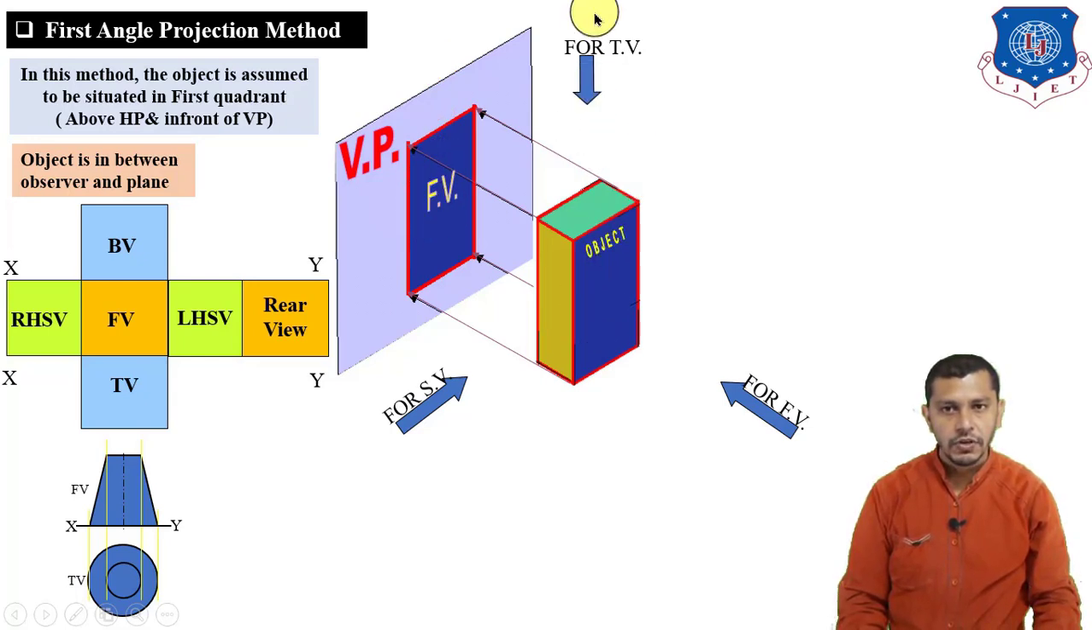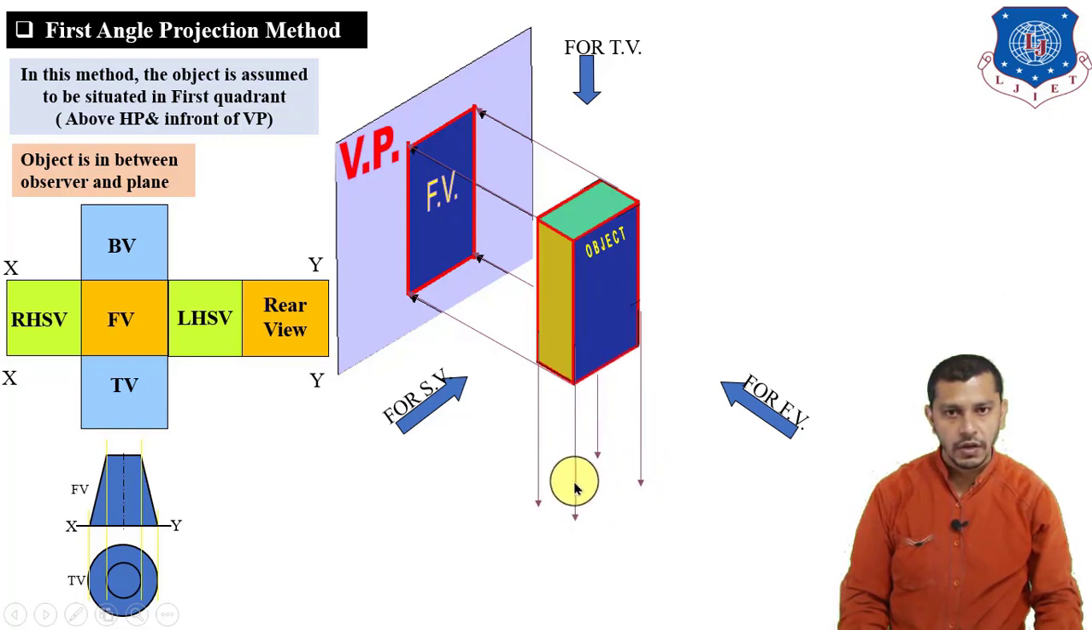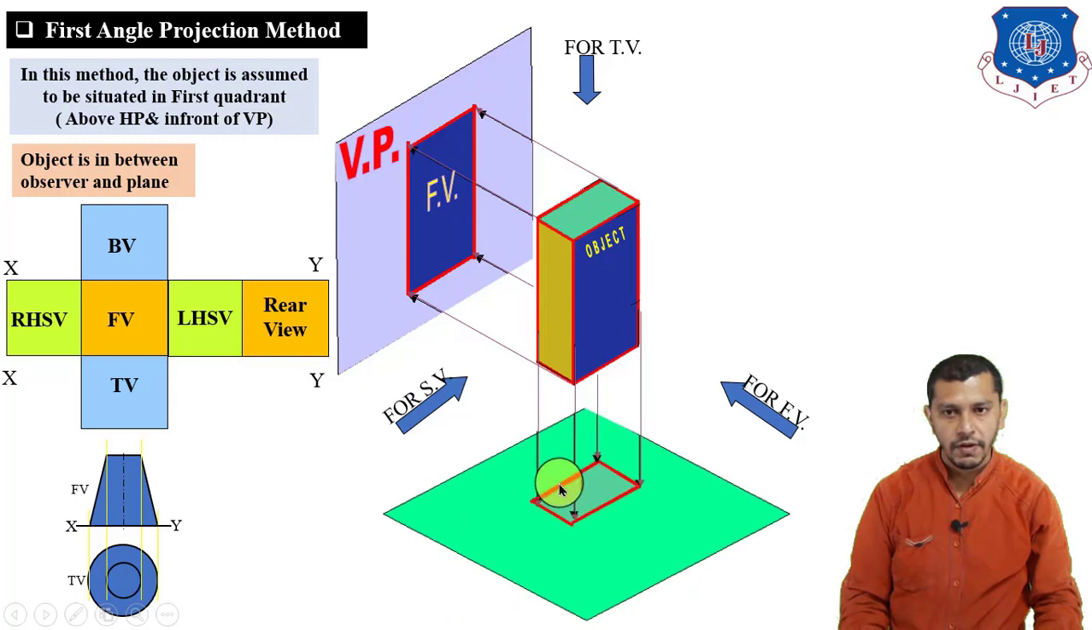Now if we want to draw the top view, we have to observe the object from here, and we have to project the object on the horizontal plane, taking the projection lines parallel to each other and perpendicular to the horizontal plane. So here we will get the top view, and in the top view we will see this face of the cuboid. So this is the top view and this is our horizontal plane.